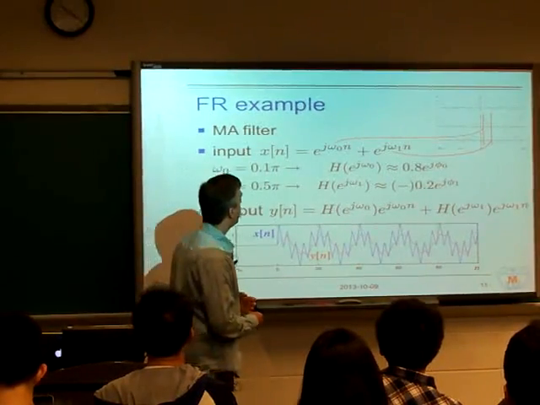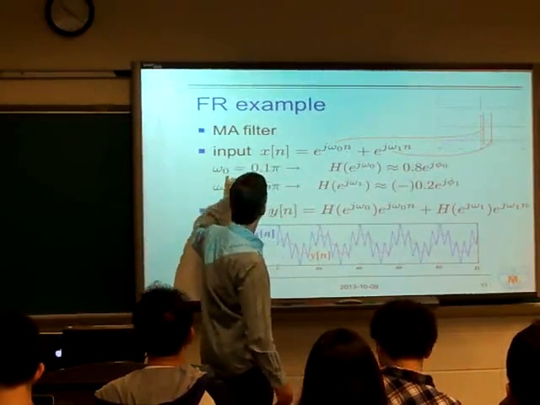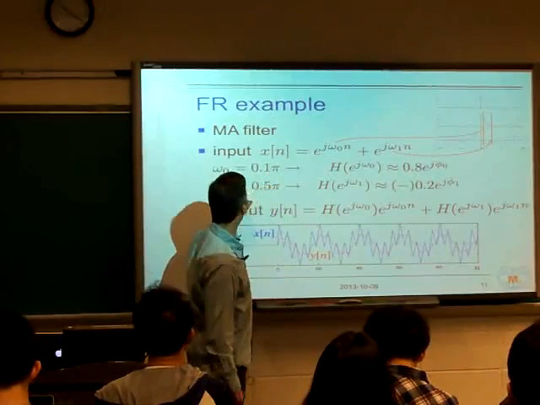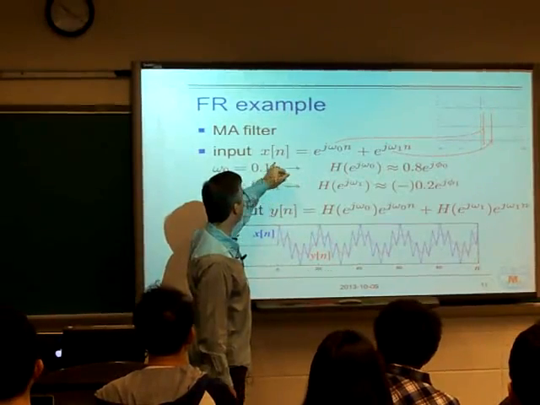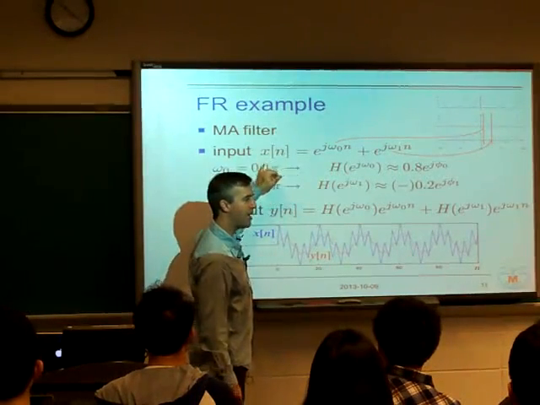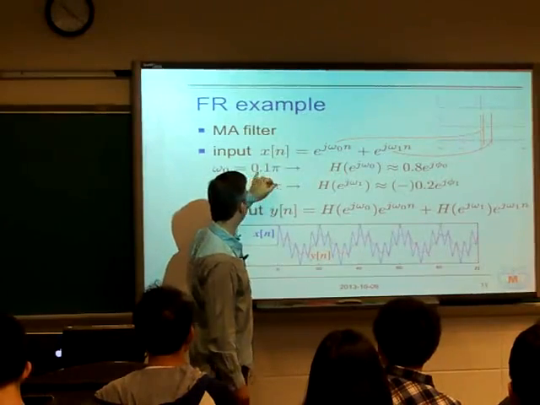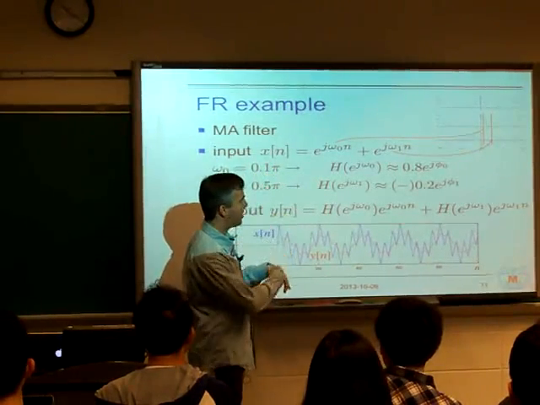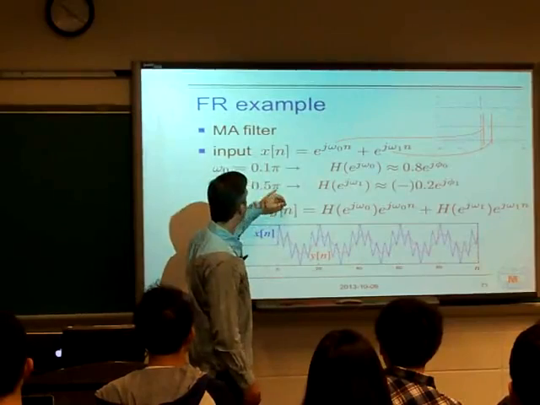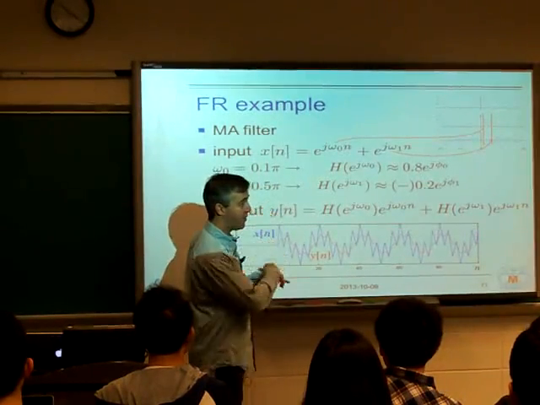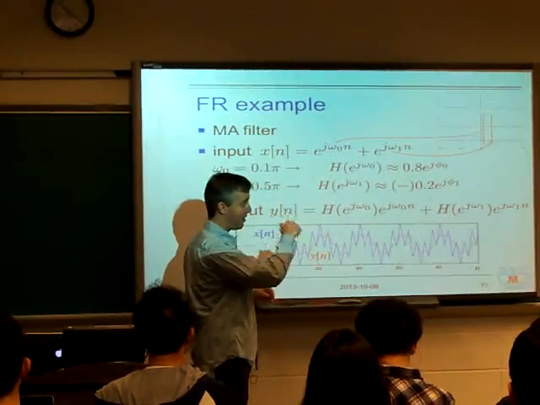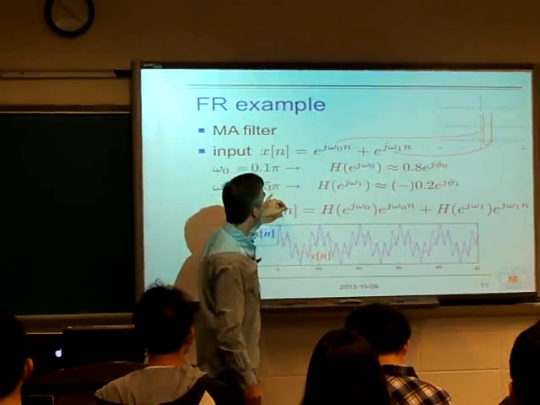So let's say that omega 0 is 0.1 pi, omega 1 is 0.5 pi. This means it'll complete a 2 pi cycle in 20 samples. So it's a sinusoid with a period of 20 samples. This one will complete it in 4 samples, so it's a sinusoid going 0, 1, 0, minus 1, etc.